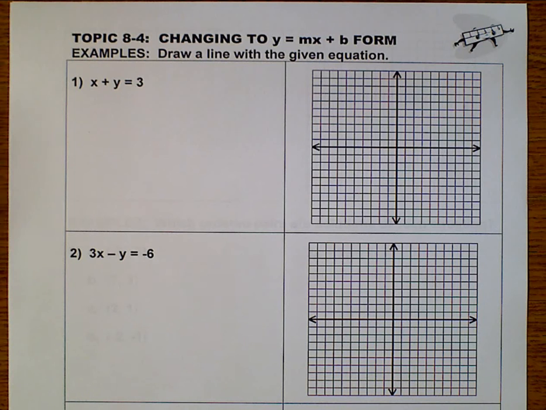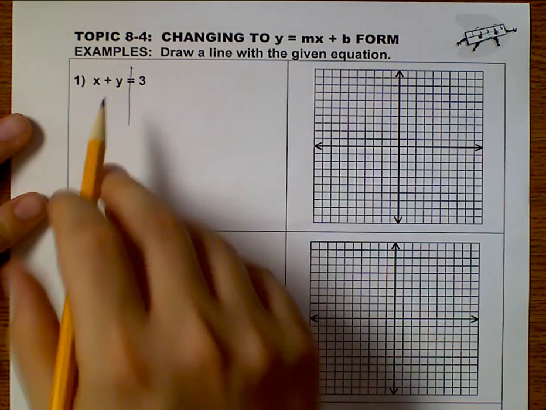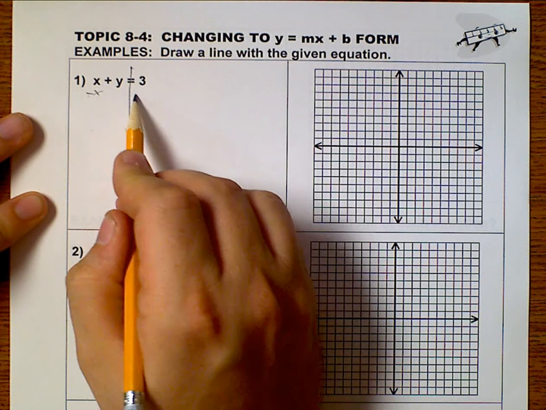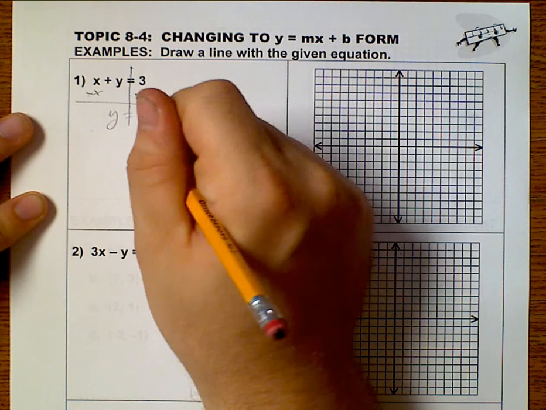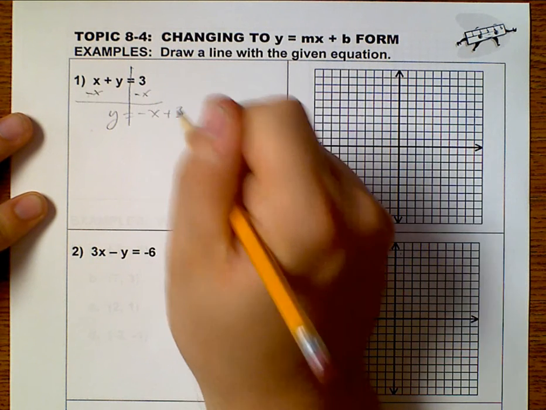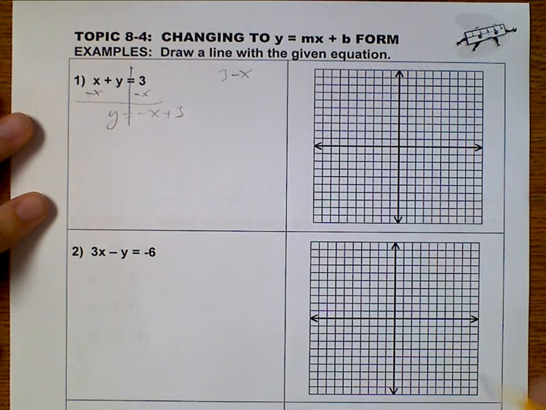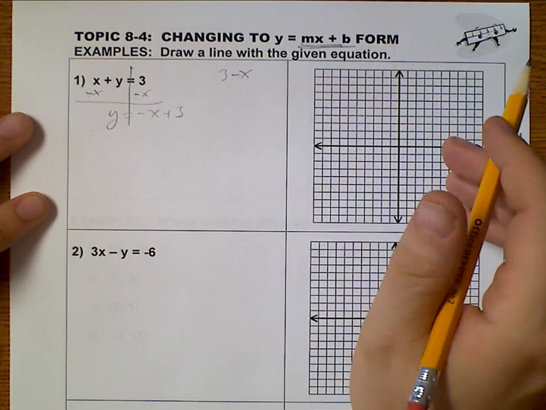Hello, this is topic 8-4 on changing different equations into slope-intercept form, or y equals mx plus b form. The idea is that we want to get the y by itself, so I need to subtract x from both sides. And I get that y equals negative x plus 3. I wrote it as negative x plus 3 and not 3 minus x because I want it to be in mx plus b form, so the x has to go first.